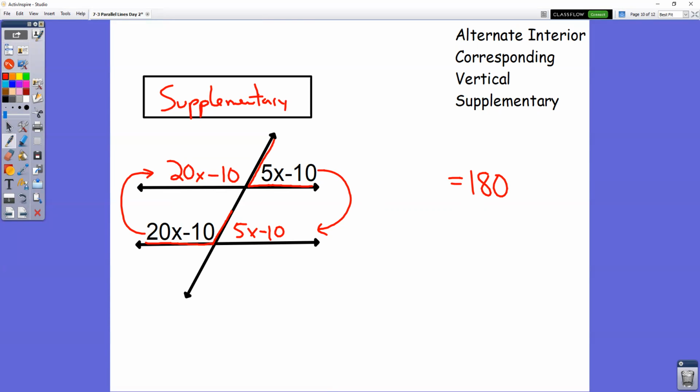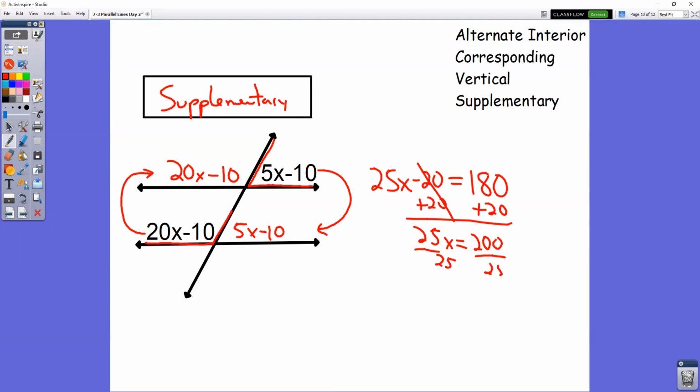So 20x plus 5x is 25x. Negative 10 and negative 10 is negative 20. So plus 20, plus 20. So I have 25x equals 200. Divide by 25, divide by 25. So you get x equals 8.